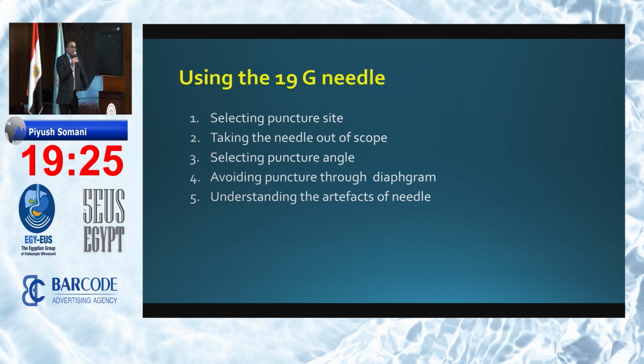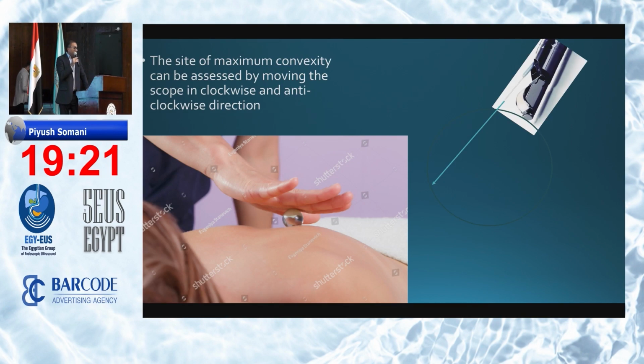So, selecting the puncture site. How should we select the puncture site? The site of maximum convexity can be assessed by moving the scope in a clockwise and anti-clockwise direction. So it is important that we try to puncture the cyst where it is compressing the stomach wall the maximum, at the point of maximum curvature.